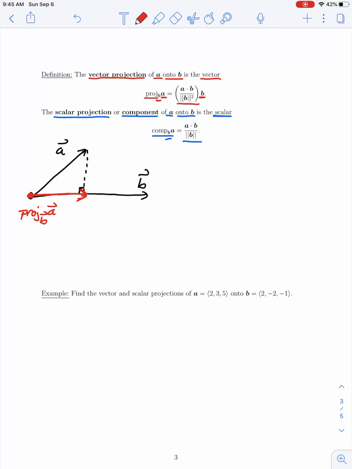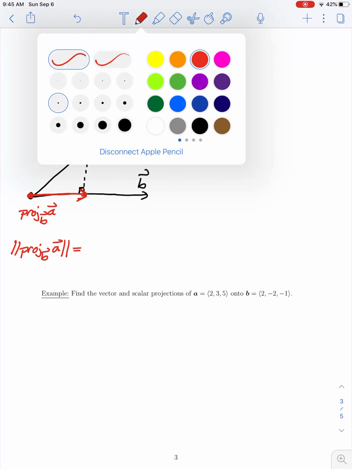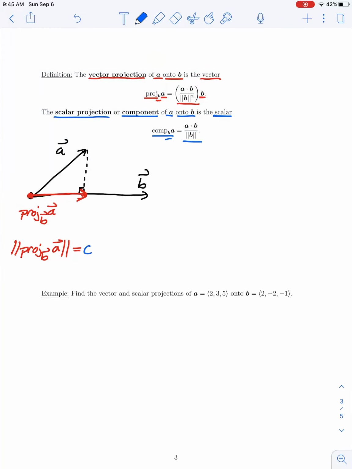So the component, or scalar projection, is the magnitude of this vector projection of A onto B. If I take the length of that vector, that's what I'm defining as the component of A onto B. It's the length along this vector.